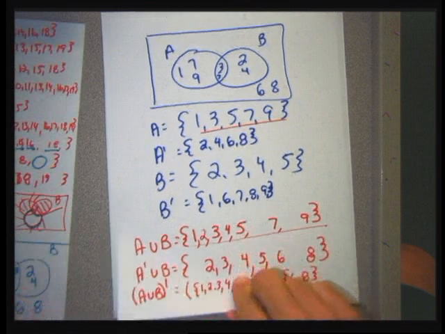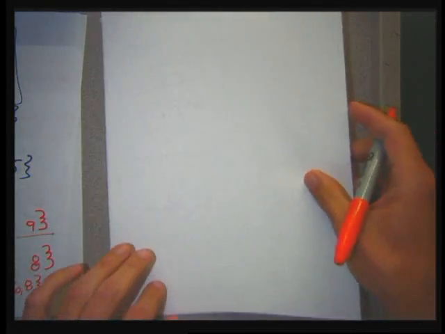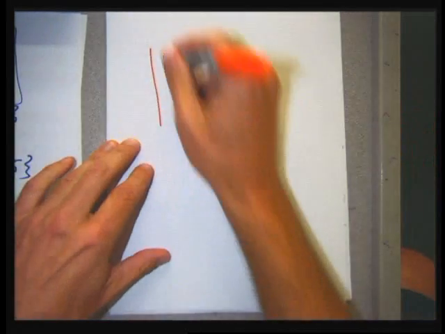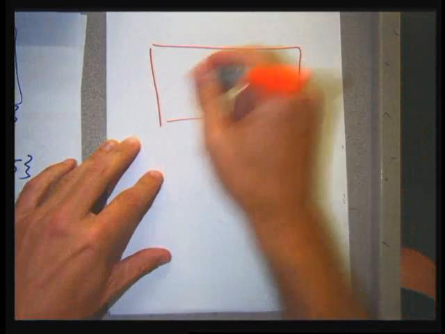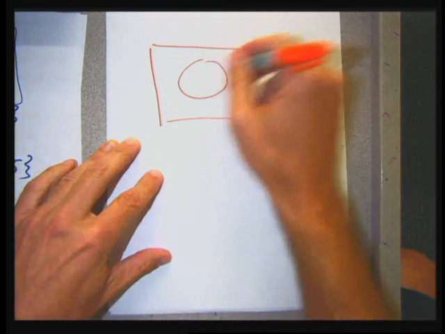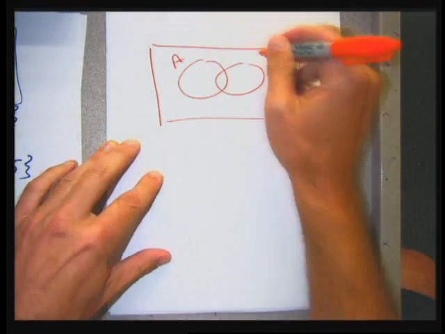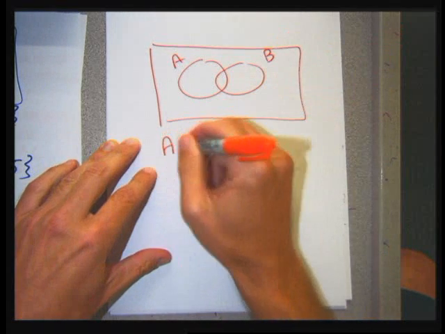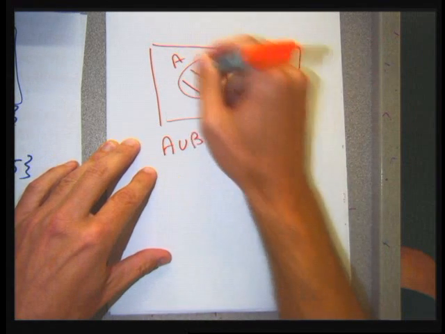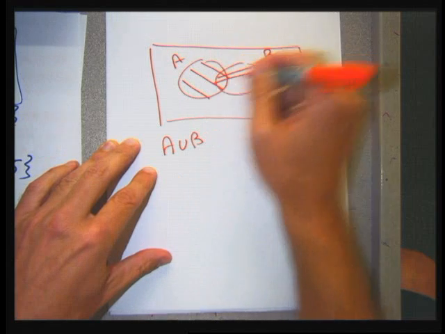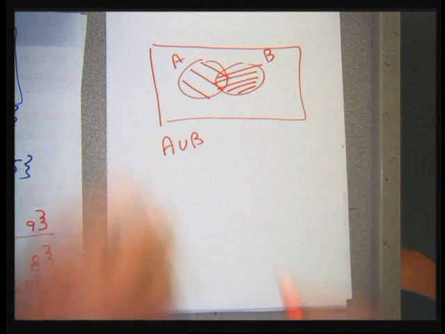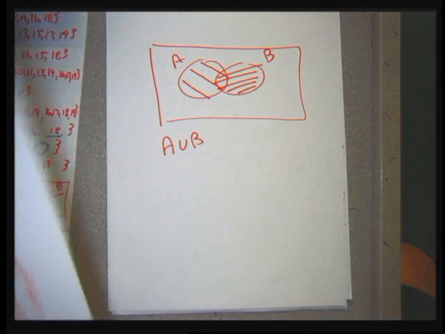If I like pictures better, then I can do the answers with pictures. To do A union B pictorially, it's the whole A circle combined with the whole B circle. So to find out what A union B is, it's anything that's in the A circle or in the B circle or in the overlapping area. It's everything but what's outside the circles.